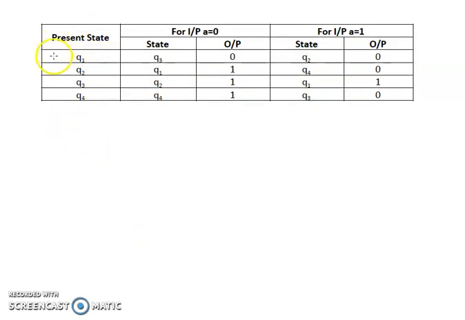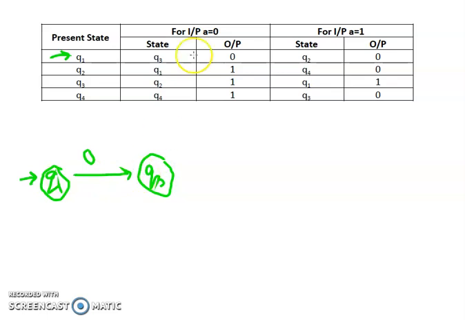Currently, let's assume that Q1 is our initial state. Since none of the states is mentioned to be initial, we will consider the first state as the initial state. Let's start with the state Q1. We are reading the input A equal to 0, and while reading it we move to the state Q3. The output associated with this transition is 0, so we will write a 0 over here.